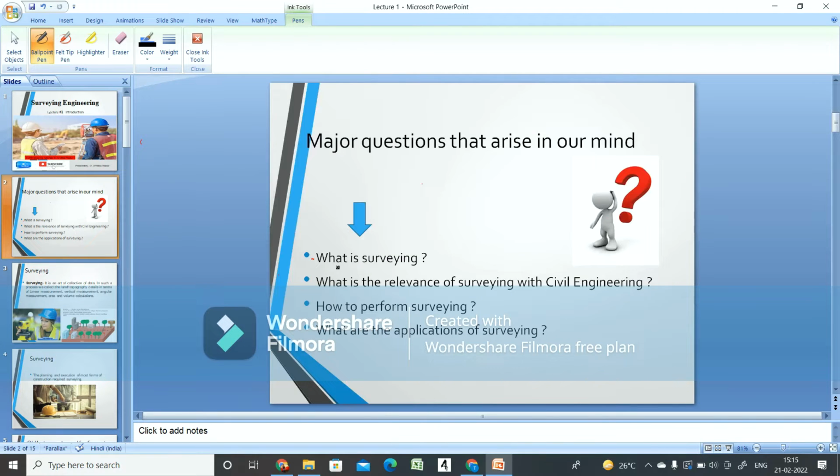The first one is what is surveying basically, and what is the relevance of surveying with civil engineering, how these are interconnected to each other, how to perform surveying, and what are the applications of surveying. So today we will do these basic questions. Okay, so let's move with the first question: what is surveying?